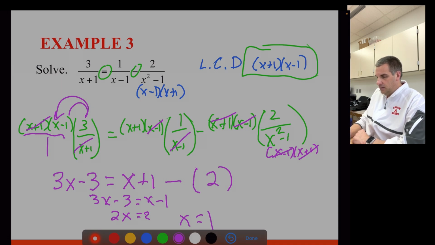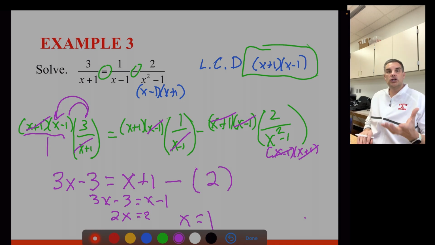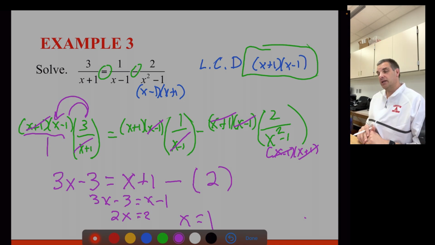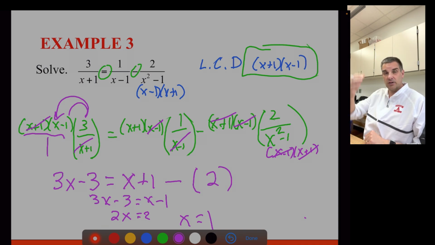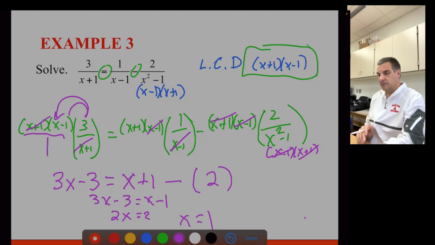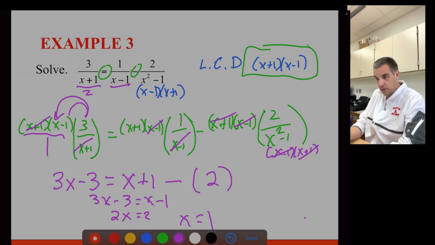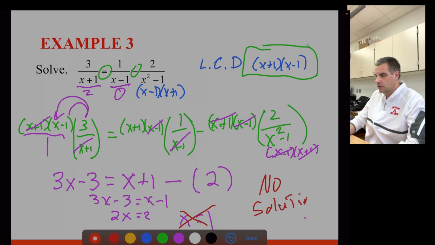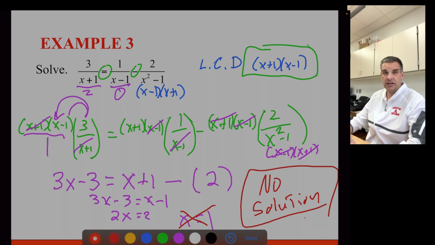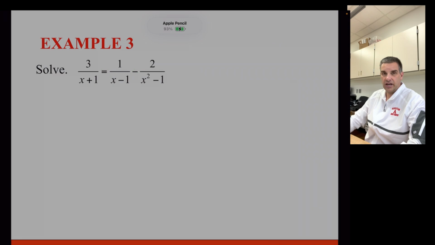Now, this 1, again, is just my proposed solution. It could possibly be a solution, but I need to put it into the original and see if it makes one of my denominators 0. So if I plug it into the first one, 1 plus 1 is 2, so it would be okay. If I plug it into the second one, 1 minus 1 is 0, so that doesn't work. So that means that x equals 1 does not work. Since there are no other solutions to this, then our answer is no solution. There are no solutions to this because our proposed solution can't be a solution because it makes one of the denominators 0. And you always, always, always have to check that.